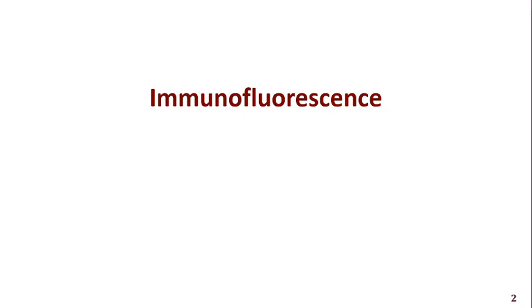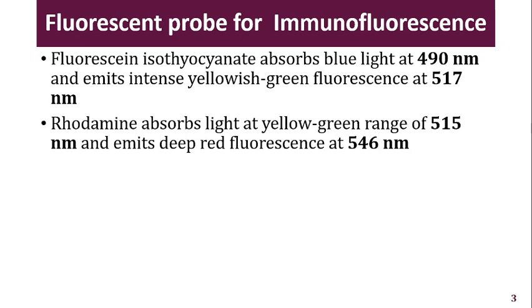Immunofluorescence is a technique which is performed using fluorescent molecules which are conjugated to the antibody, and the antibody is used for finding the corresponding antigens. The fluorescent molecules generally used are fluorescein isothiocyanate, which absorbs blue light at 490 nanometers and emits intense yellowish green fluorescence at 517 nanometers.